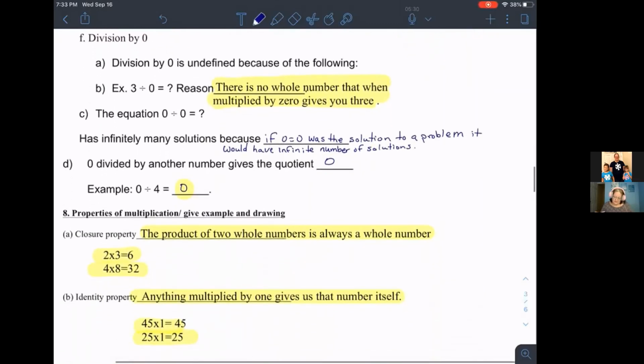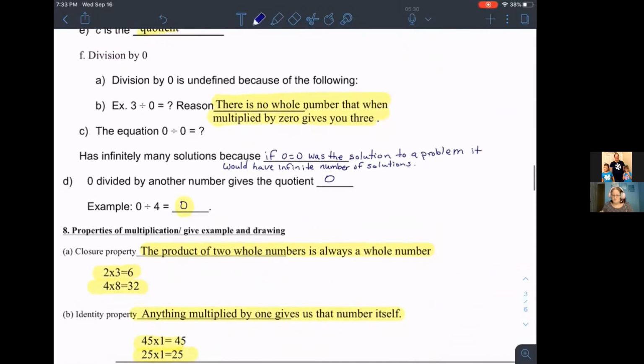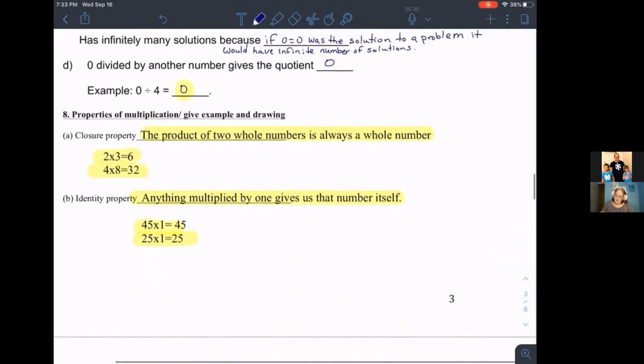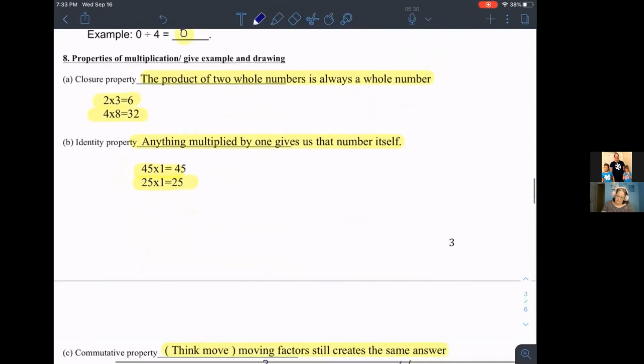Division. Now, all of the zero stuff I am not sure about. So I'm going to let you work on it, and we'll go over it later because I'm really not sure.